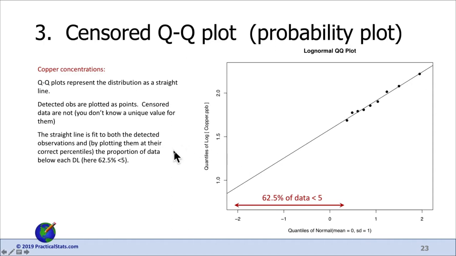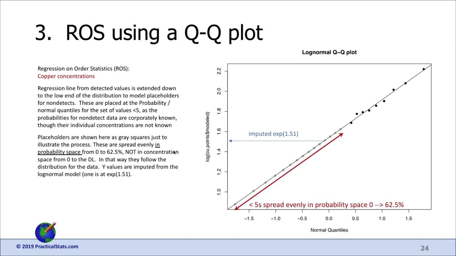So this is how you would usually see it coming out of software. So what does ROS do? What ROS does is take the numbers, we know the numbers of non-detects, not their values. And from the numbers, we can say, I want to evenly space numbers in probability space. So we're spacing it evenly from 0 to 62.5% of the data. We're spacing it evenly, not in concentration space, but in the space of probability.